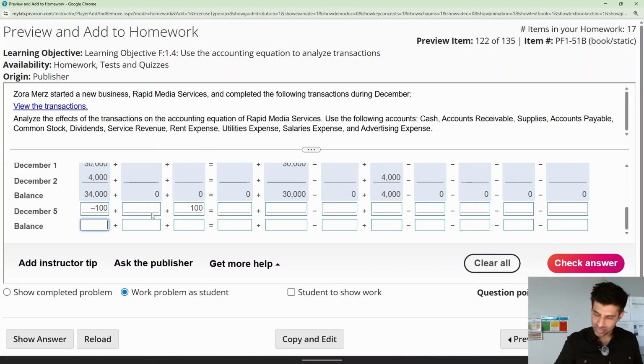So this is going to be 33,900 is the balance of cash. We now have a balance for supplies. All the rest of this is the same.